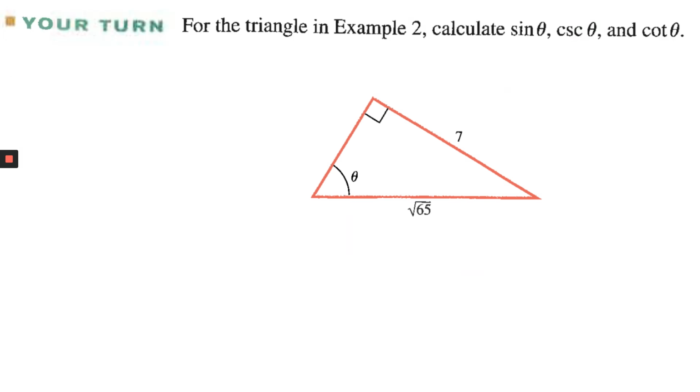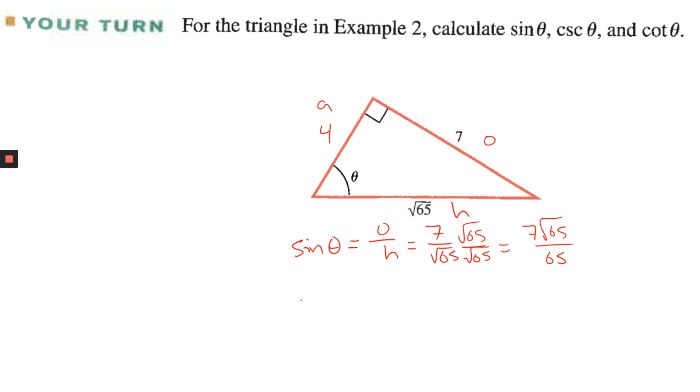Try it for the remaining three trig functions. We have 4 for adjacent, 7 for the opposite, and rad 65 for the hypotenuse. Sine is going to be opposite over the hypotenuse, which is 7 over rad 65. When we rationalize this, we're going to get 7 rad 65 over 65. And cosecant, the flip of that, would be rad 65 over 7. And then finally, the cotangent, adjacent over the opposite, is going to be 4 over 7.